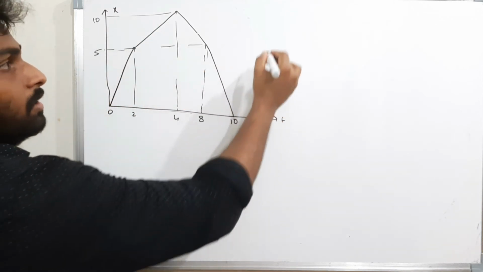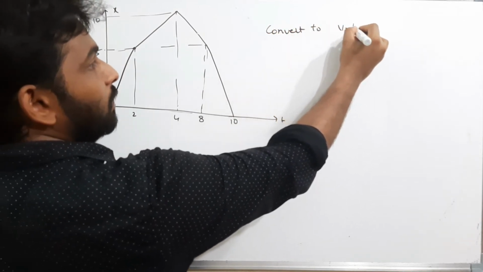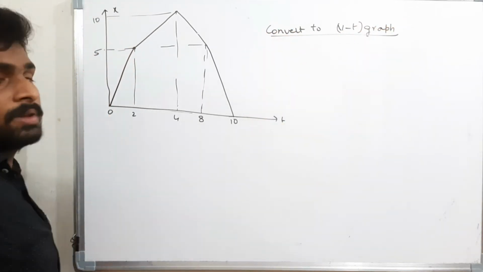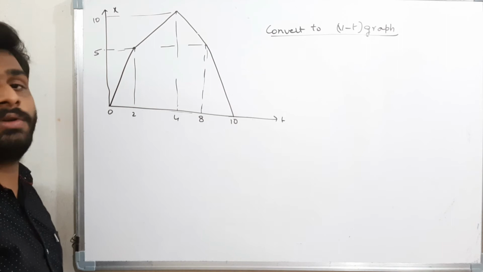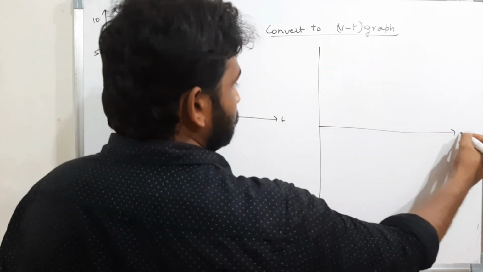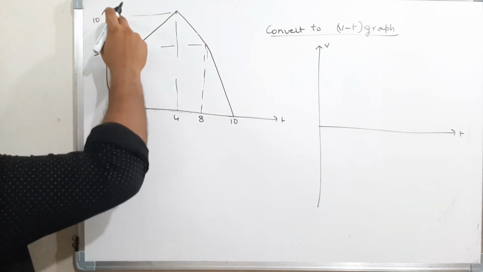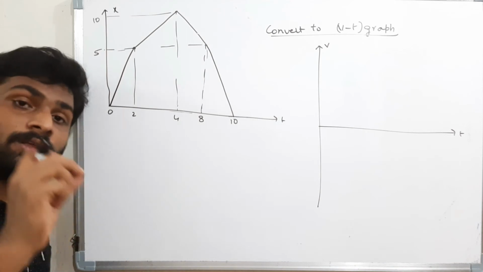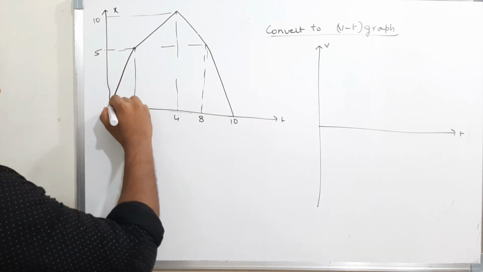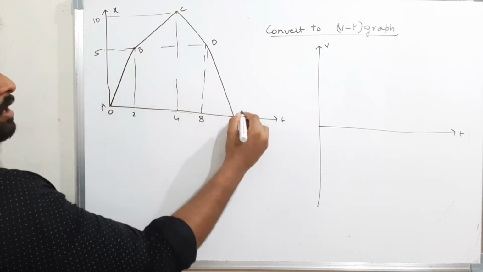This is an xt graph. Convert it to a vt graph. The question is, convert this one into a vt graph. Now see, how can I convert this into a vt graph? Okay, now observe carefully how I am doing. How can I find the velocity in a displacement time graph? I can find the velocity in a displacement time graph by finding the slope. Now I am marking the points A, B, C, D and E.